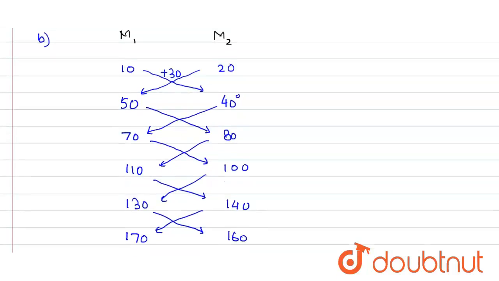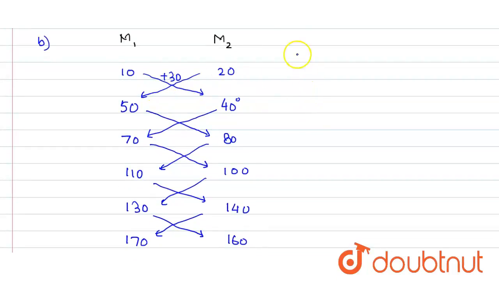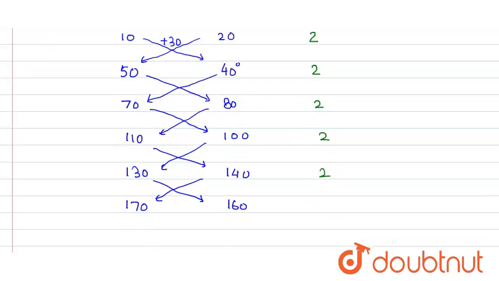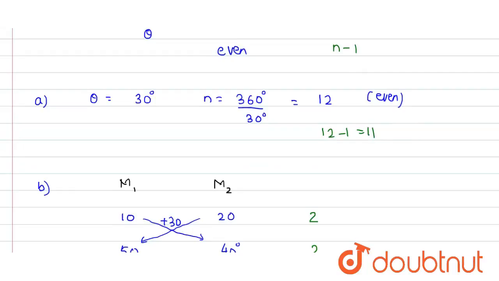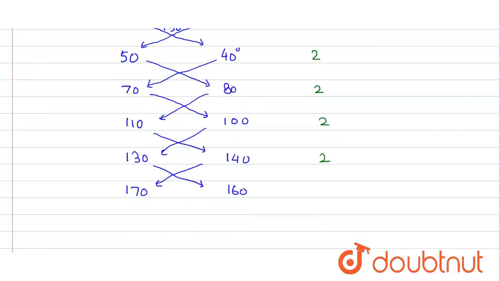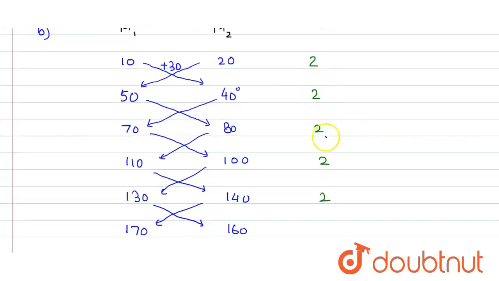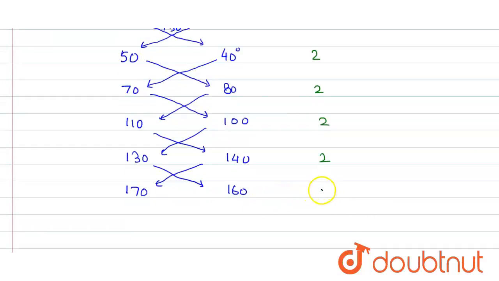So how many images would there be? There would be 2 images here. We are just writing the number of images. Then there would be 2 images, then also 2 images, 2 images, 2 images. Now here, whether it is 2 images or 1 image. We have already seen that the total number of images should turn out to be 11. Now this is 2 plus 2 plus 2 plus 2 plus 2, that means 10. So if we write 2 here, it would be 12.